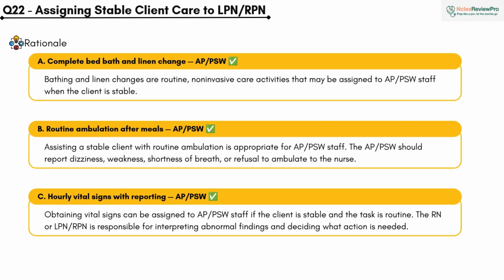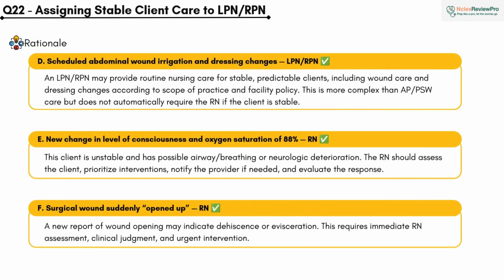For option C, hourly vital signs with reporting is appropriate for the AP or PSW. The AP or PSW may collect routine data, such as vital signs, when the client is stable. But the nurse is responsible for interpreting abnormal findings and deciding what action is needed. For option D, scheduled abdominal wound irrigation and dressing changes are appropriate for the LPN or RPN. This is more complex than AP or PSW care, but if the client is stable and the outcome is predictable, the LPN or RPN may provide routine nursing care according to scope of practice and facility policy.